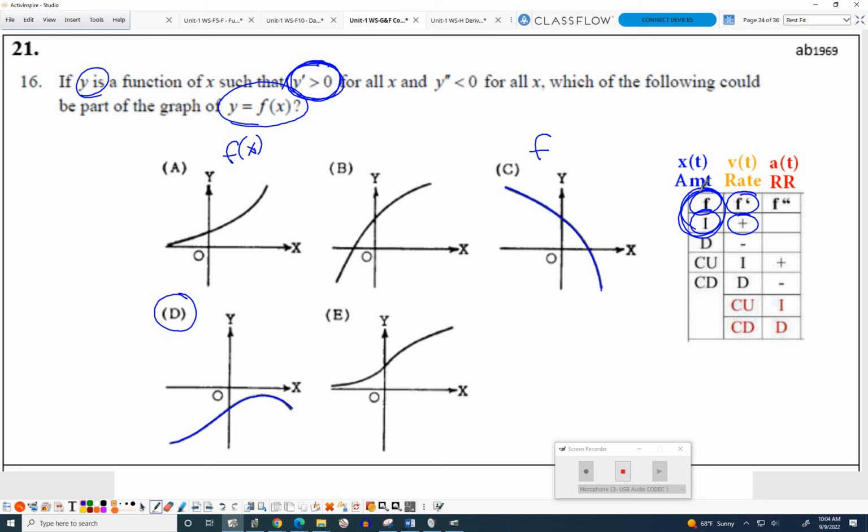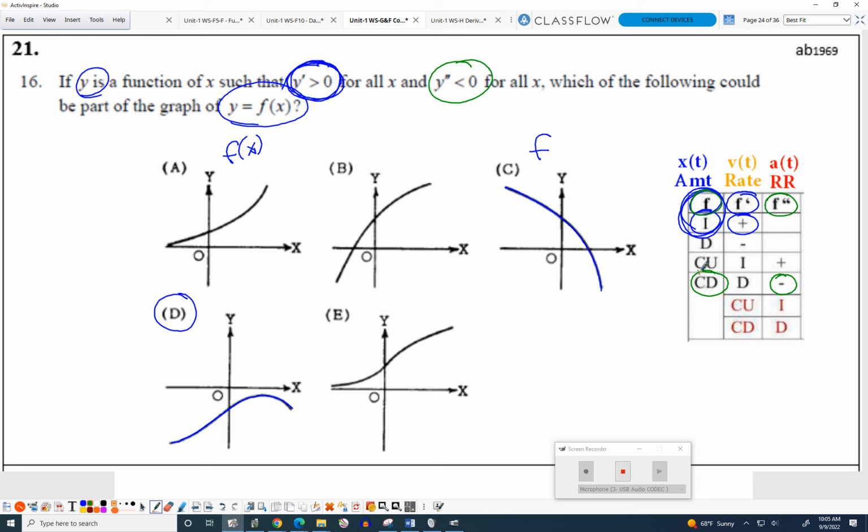What's the next clue that I should recognize? Very good. Right here, 2 for Sabrina. Y double prime has to be negative. So my graph of f has to be concave down.